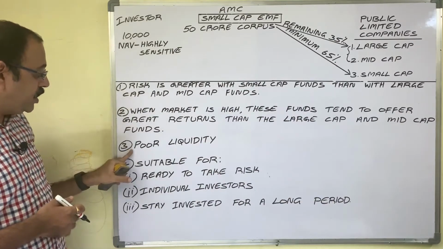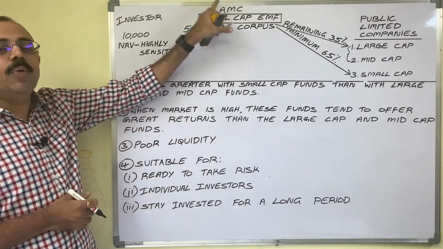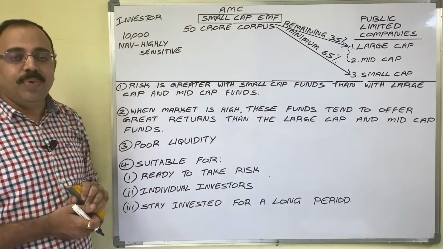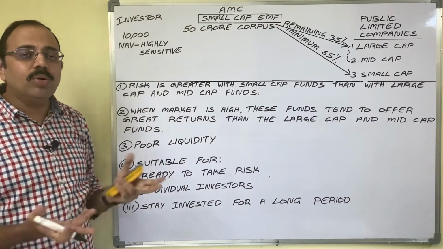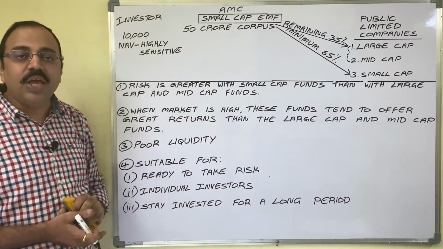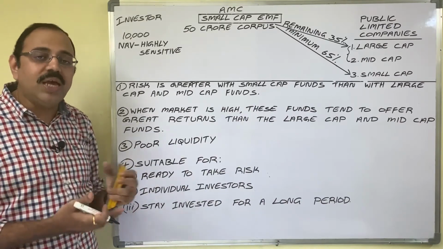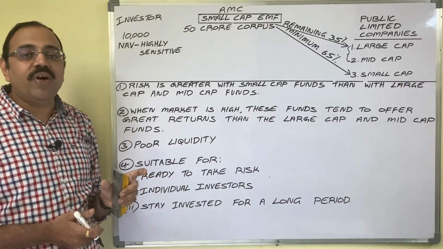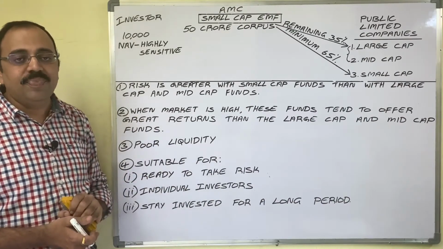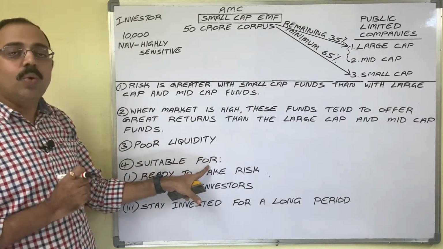The next point is about liquidity. These funds have poor liquidity because they are totally new to the market. Nobody knows about these companies. Therefore, if you want to purchase or sell your mutual fund units, it is very difficult to find an investor. Then the last one is, suitable for whom.